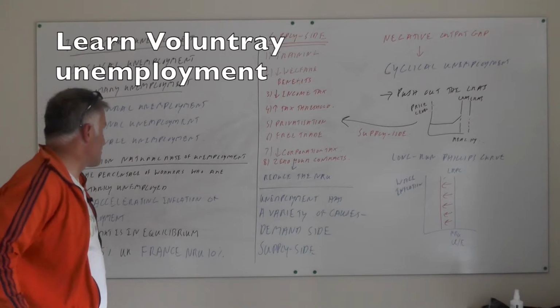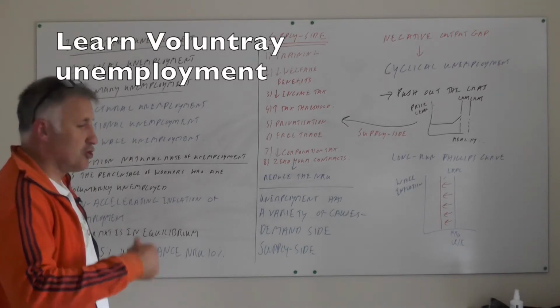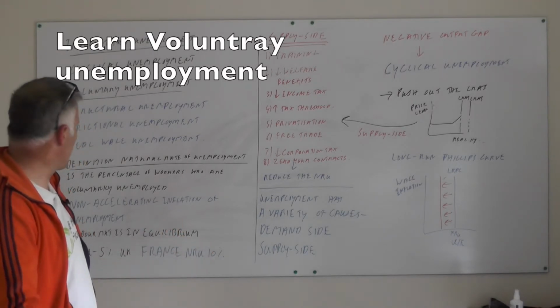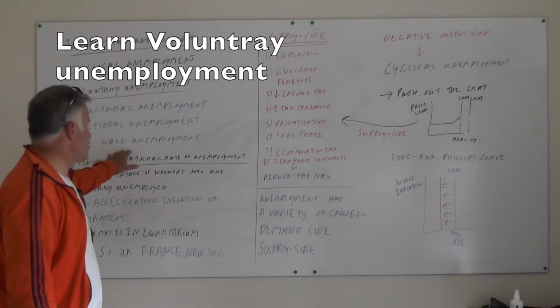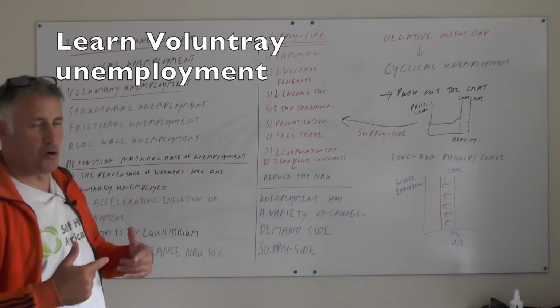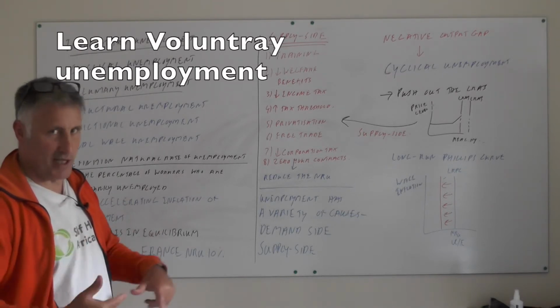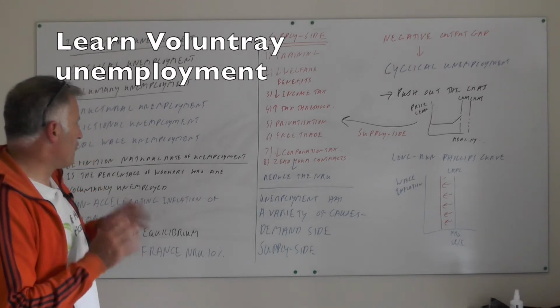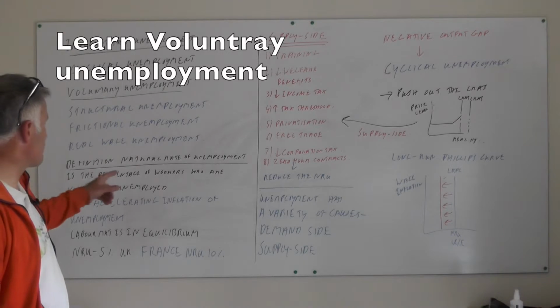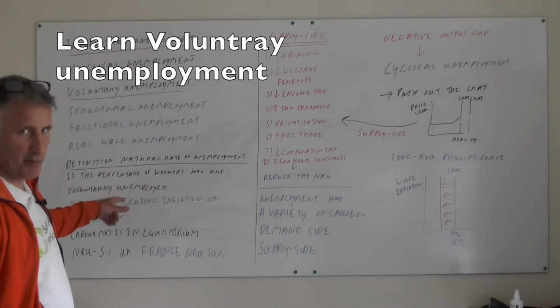Frictional unemployment is the time it takes you to move from job to job, but you could accept any job that comes along, so therefore you are voluntarily unemployed. And real wage unemployment, well, in a way, you're not willing to work because they're not going to offer you high enough wages. So one definition, therefore, of the natural rate of unemployment is the percentage of workers who are voluntarily unemployed.